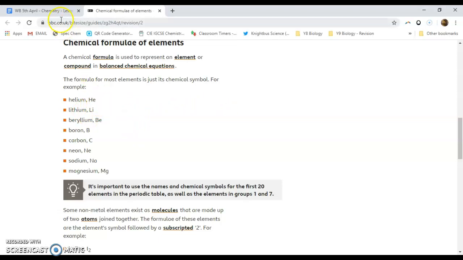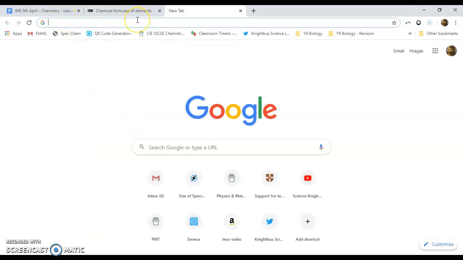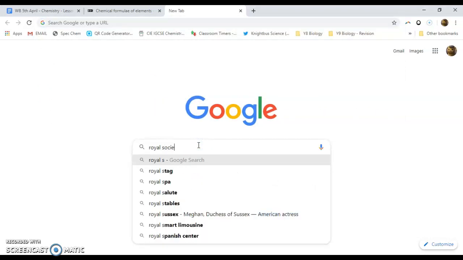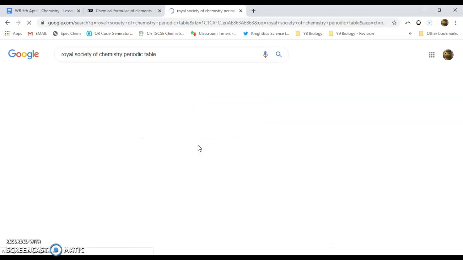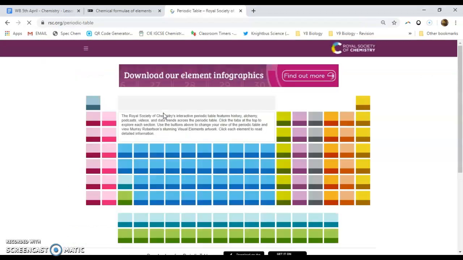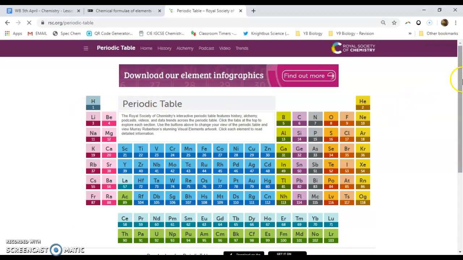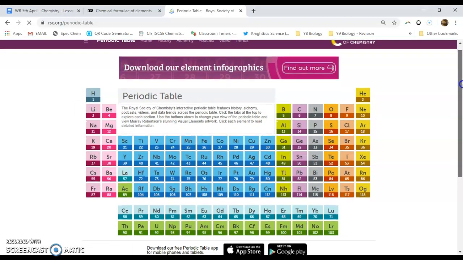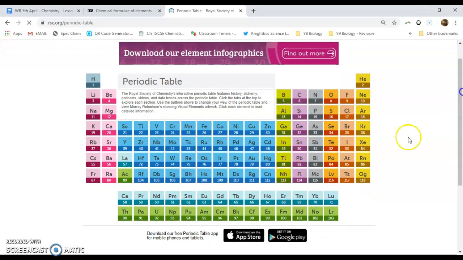So you've got your periodic tables, but a great website just to look up periodic tables as well. If you just type into Google, Royal Society of Chemistry periodic table. This is one of my all-time favorite periodic tables. It's on the Royal Society of Chemistry, which is based in London. I visited it. It's a fantastic looking place. And there's your periodic table. You can also download this periodic table as an app. It's a fantastic app, and quite a few of you have seen this app in action.